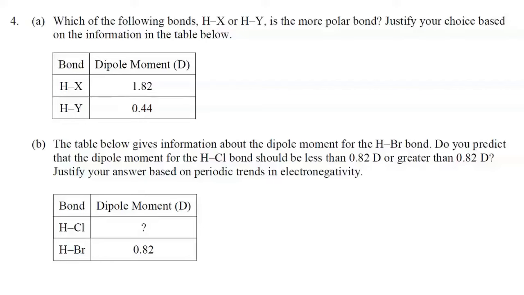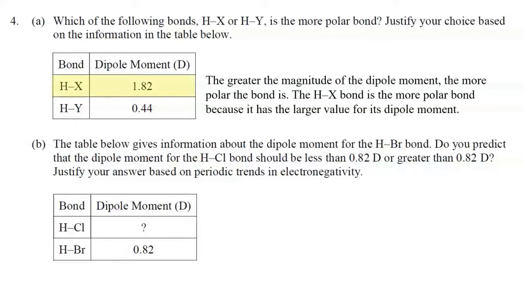The dipole moment is the degree of polarity of a bond, and that is measured in units of debye, which is abbreviated with a capital D. So what I see here in the table is that HX has a greater dipole moment, 1.82, as compared to HY, which is 0.44. So the answer, which of these bonds is the more polar bond, it's going to be HX. The greater the magnitude of the dipole moment, the more polar the bond is. So since HX has a larger value for its dipole moment, it is the more polar bond.